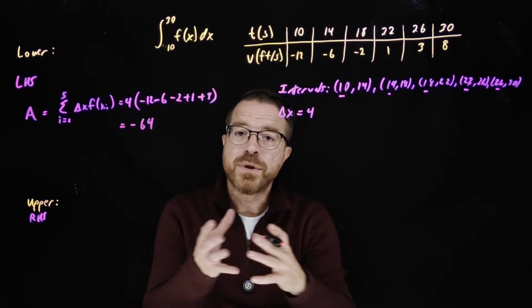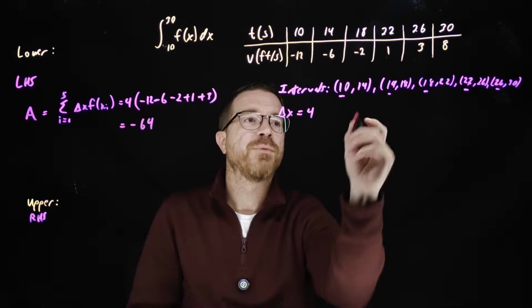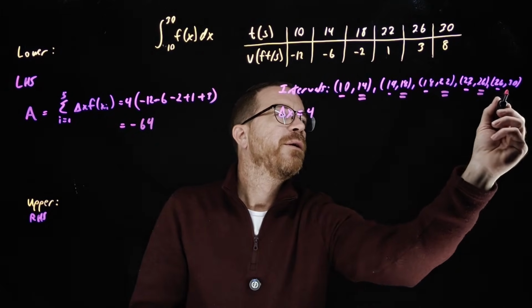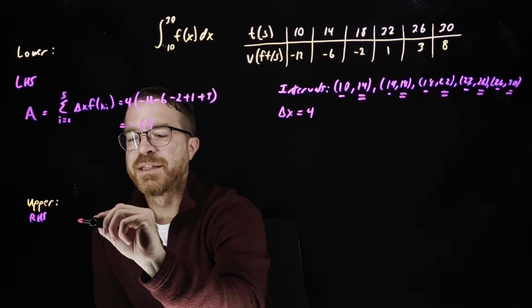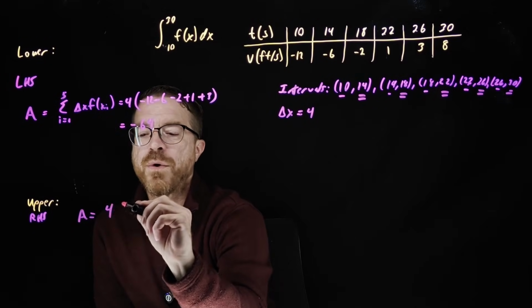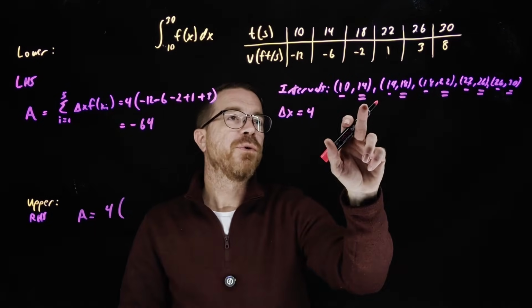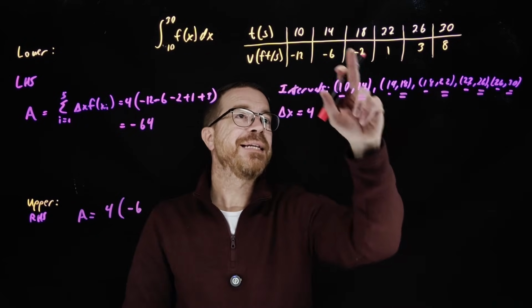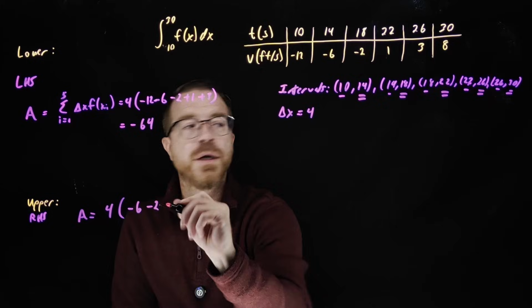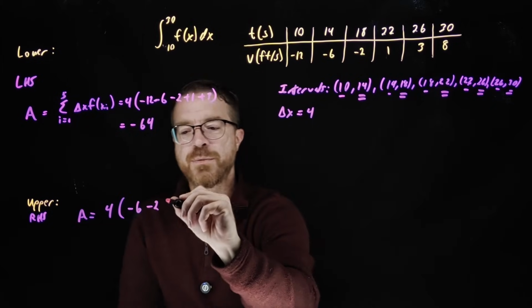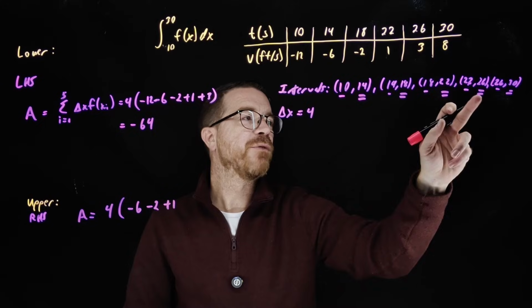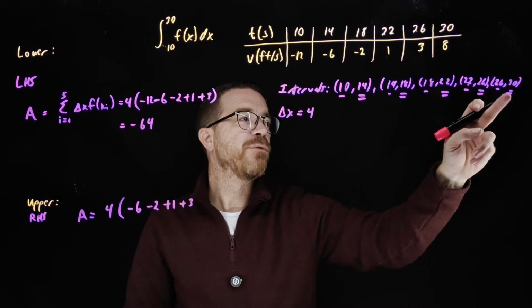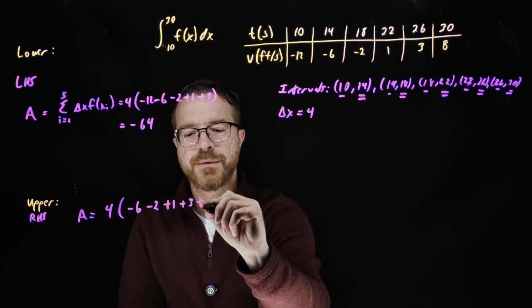Now let's do the same thing with our right-hand endpoints. So for our right-hand endpoints, we're going to be using the right side of each of these intervals. Same idea. I'm just going to set this one up. My area is equal to 4 times. For my first interval at 14, I have negative 6. For my second interval at 18, I have negative 2. For my third interval at 22, I have plus 1. For my fourth interval at 26, I have positive 3. And for my last interval at 30, I have positive 8.